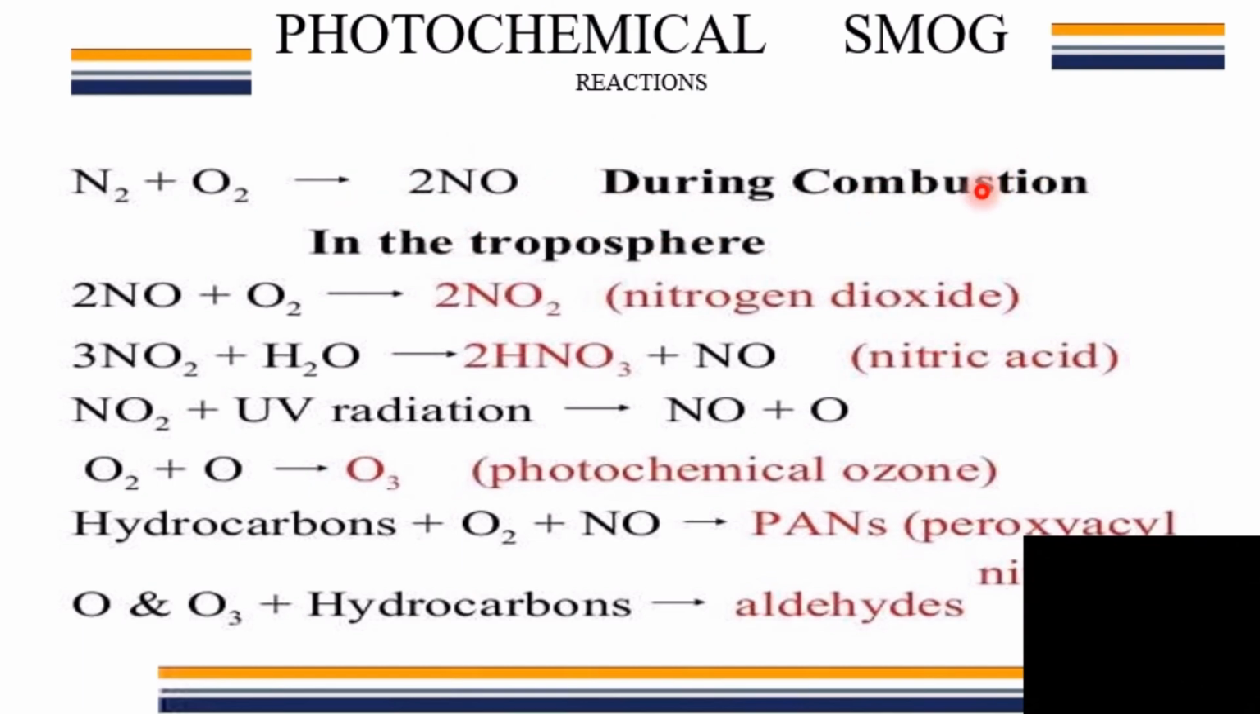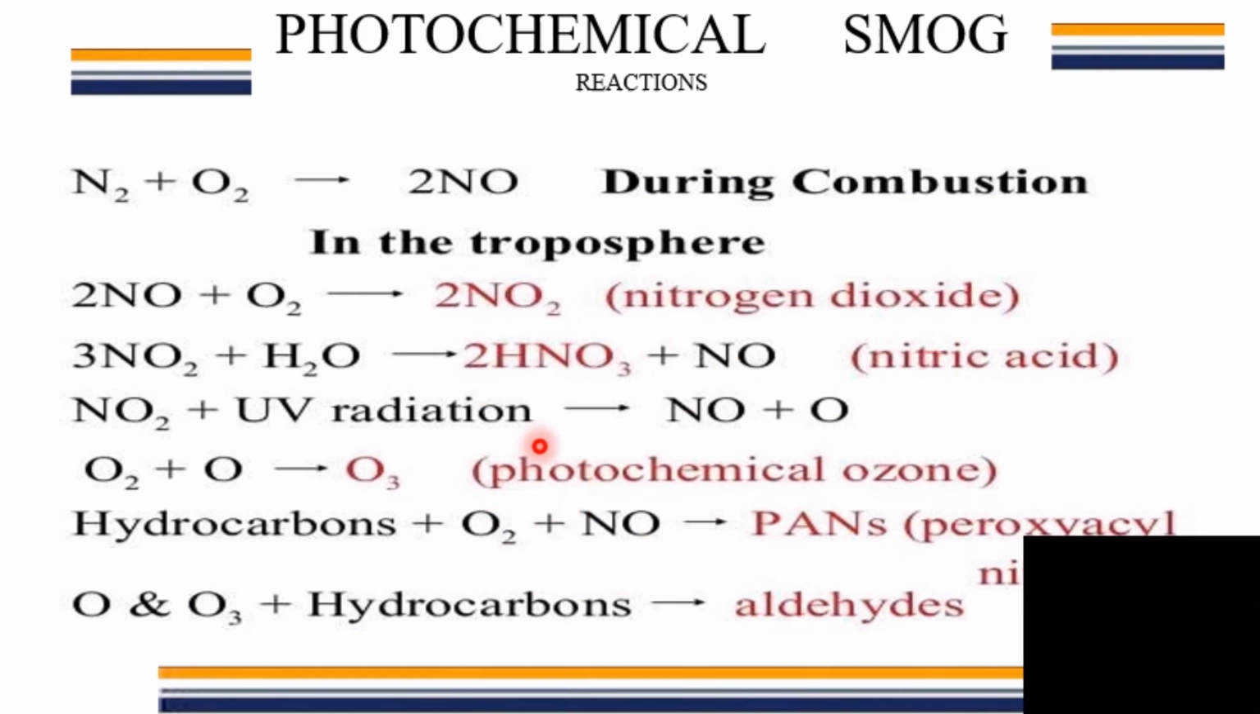All these reactions happen in the troposphere, the lower layer of the atmosphere. N2 plus O2 will give you NO, and this NO reacts with oxygen forming NO2, nitrogen dioxide. This nitrogen dioxide now reacts with the water vapor, finally giving nitric acid. Further, you have many other products that are formed. O3, ozone, is one secondary pollutant that is formed. PAN, peroxyacyl nitrate, is also part of the photochemical smog, and aldehydes are also part of the smog.